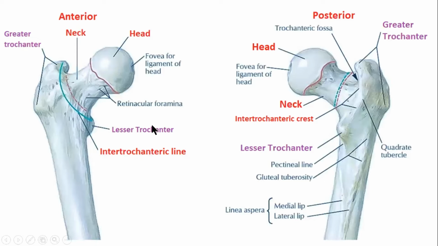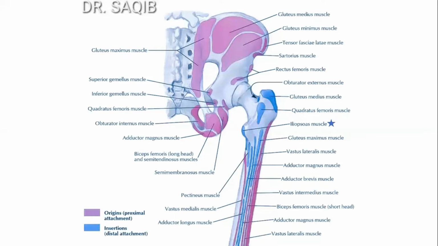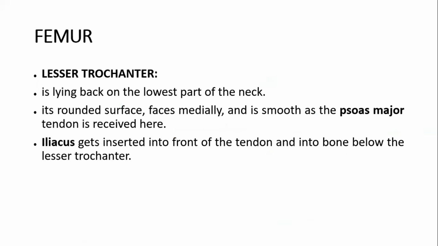Psoas major, right? So let's see where is this psoas major. This is the iliopsoas muscle, iliacus and psoas major. They are attached to the lesser trochanter. It's a common tendon, iliopsoas. From this view, this is the iliopsoas muscle attached, this posterior view. So iliacus gets inserted in front of the tendon and into bone below the lesser trochanter.